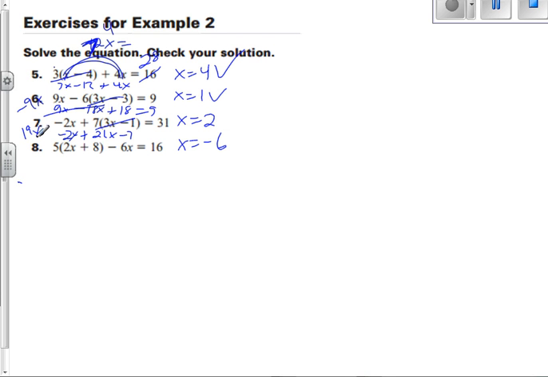19x on this side. And I'm going to be adding 7 to both sides, so that gives me 38 on that side. And I know 19 times what value gives me 38, and that has to be 2. So that works out. So let's do number 8 here, last one. My distributive property would be 10x plus 8 minus 6x, and I know that's all equal to 16.